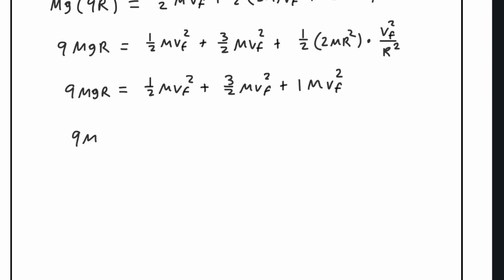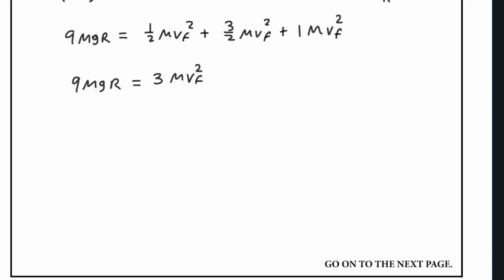So I get 9mgr is equal to 1/2 plus 3/2 is 4/2, or 2, plus 1 is 3. So I get 3mv_f squared. Now we can cancel that m that we've been looking to get rid of, and we get that the final linear velocity is the square root of 3gr. But more importantly, we actually want omega because we're dealing with the angular aspect. So omega is just going to be that divided by r.